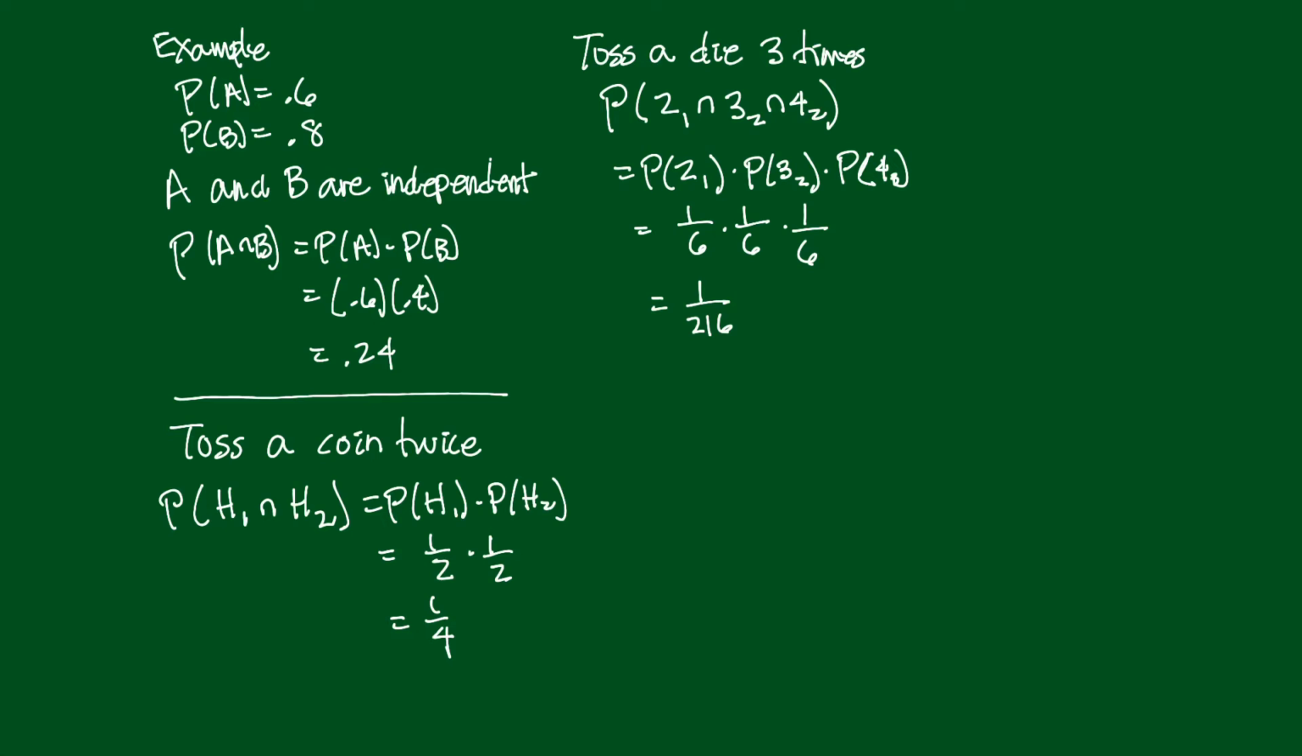So what that means is this. If you toss a die 3 times, what's the probability of actually getting a 2, then a 3, then a 4? If you toss this die 216 times, we would expect to see this 1 time.